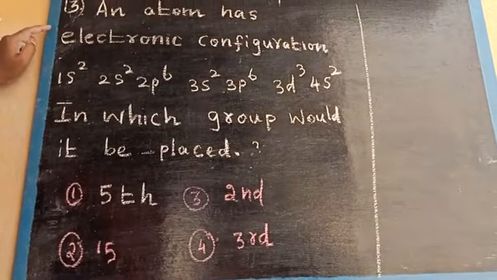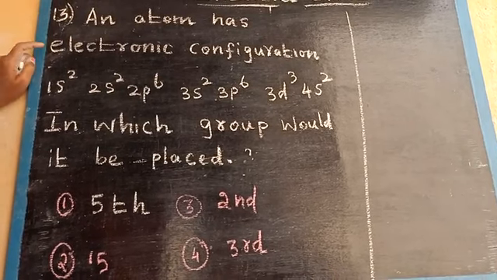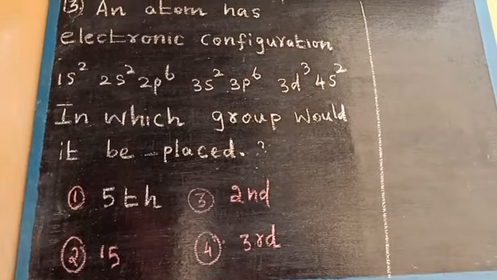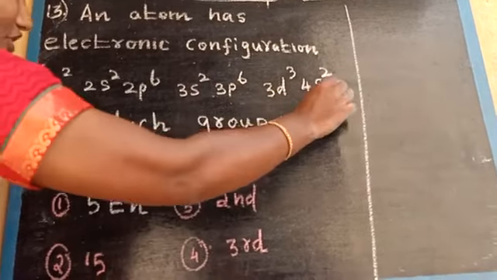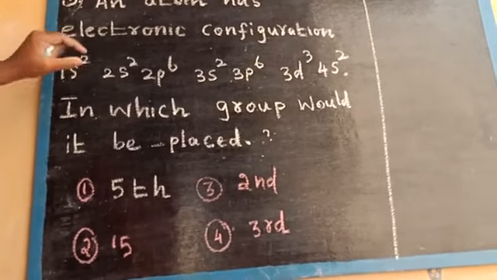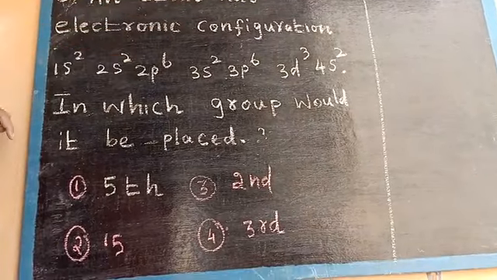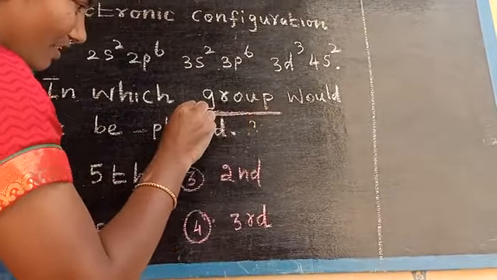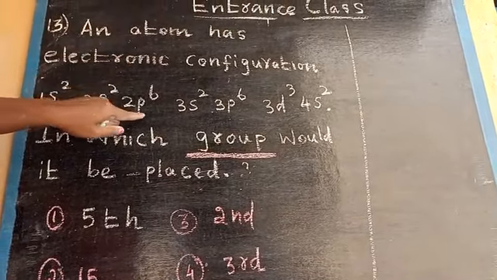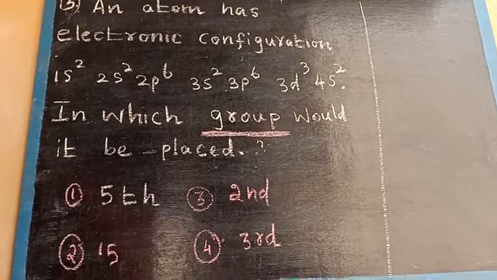Children, next question. An atom has electronic configuration 1s2, 2s2, 2p6, 3s2, 3p6, 3d3, 4s2. In which group would it be placed? For this electronic configuration, the particular element is present in which group? Can you understand the question, children? Once again, the atom has this electronic configuration. In which group would it be placed?